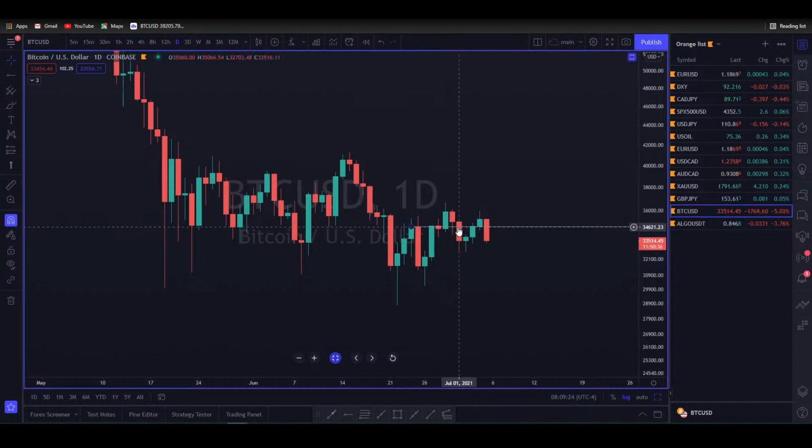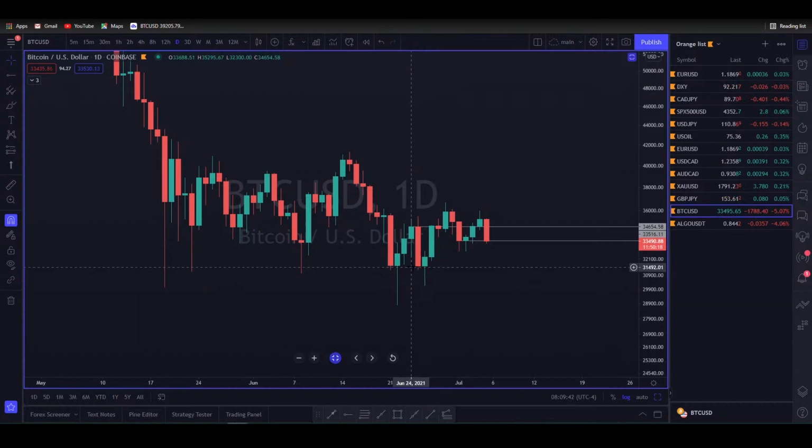You want to see a test of support. You want to see that hold. Did not get it. Fell through. But we did find support a little bit lower, right? And then we came back in and tested again. This time we're seeing more selling. So you're probably going to get continuation off of this move to the downside.